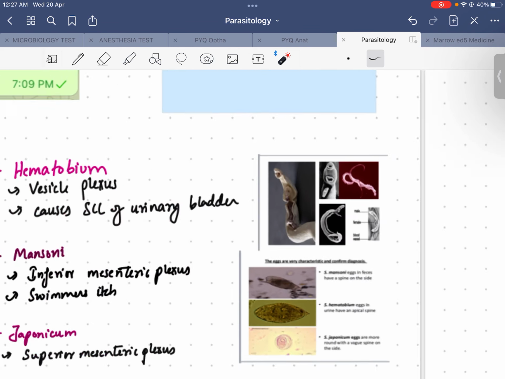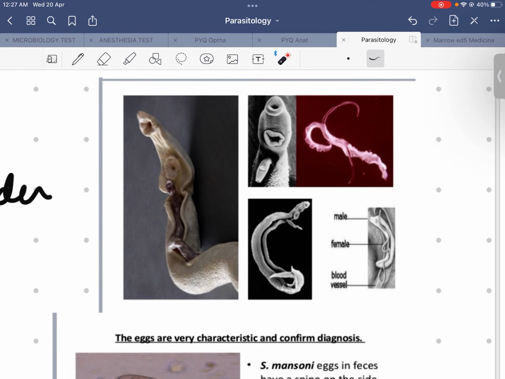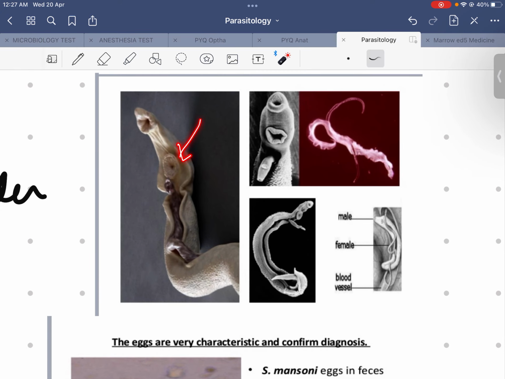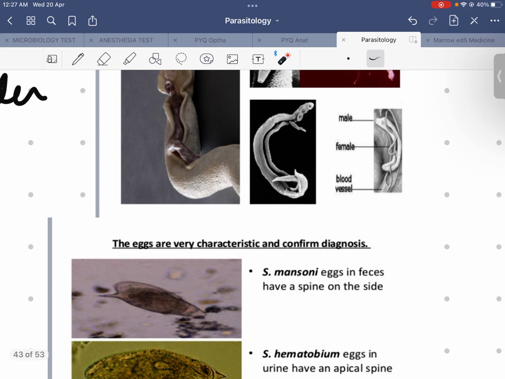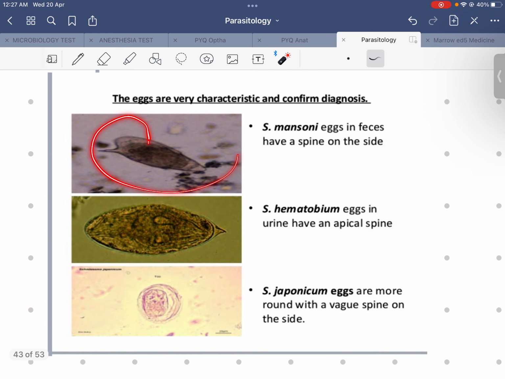Now this is how I told you Schistosoma is dioecious, right? So this is the female worm, and inside you have this male worm. Okay, this is how Schistosoma looks. Now this egg, you see, has a lateral spine, so this is mansoni. Terminal spine is haematobium. Rounded egg with a knob, that is japonicum.